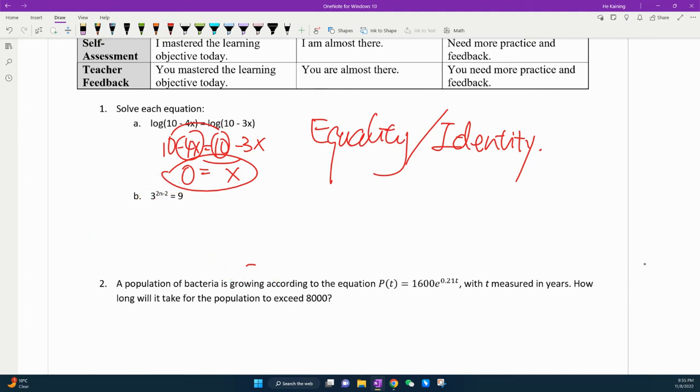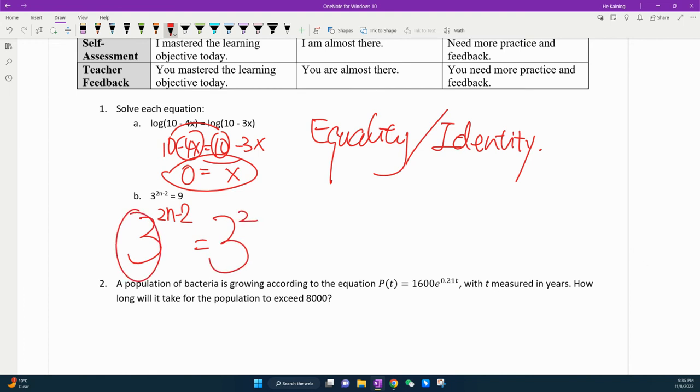I am going to translate my 9 into something with the same base so that I can compare the Mickey Mouse ear only. So log base 3 of 2n minus 2 equals, what's 9? Oh, 9 is just 3 to the second power. So 3 to the second power.